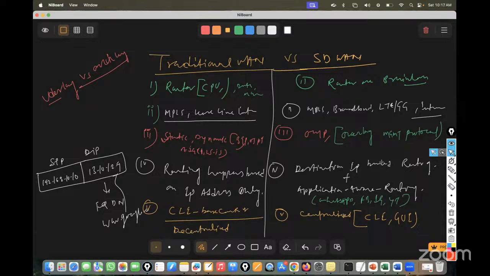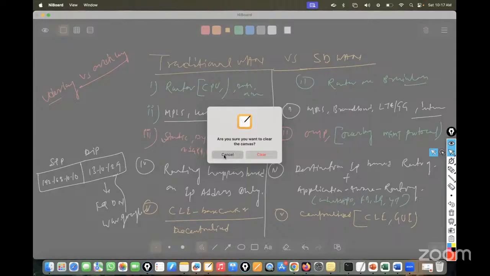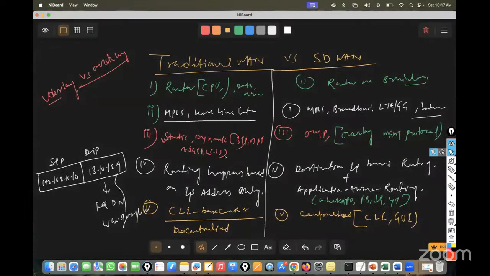Clear? Let me move further. If you want to take a snap, you can take it, else I'll just clear the screen and move to the next.